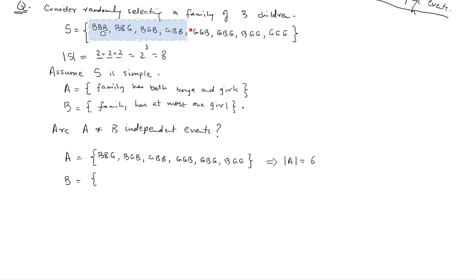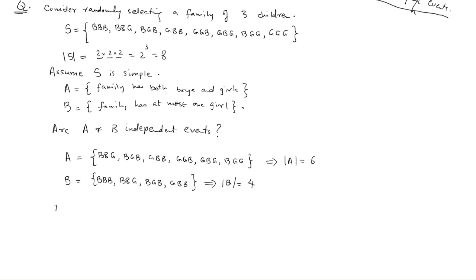Only the first 4. In the first one you have no girls. In the second one you have one girl. Third one, one girl. Fourth one, one girl. In all the remaining you have either 2 girls or 3. That's more than 1. So only these first 4 will come. That's my set B. Because it's a simple sample space, set size can be computed by counting, and that's 4. Now solve the question.